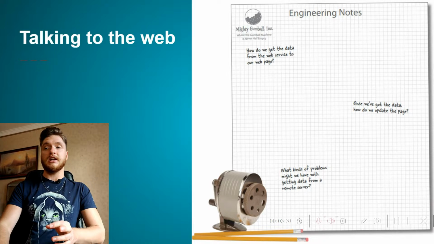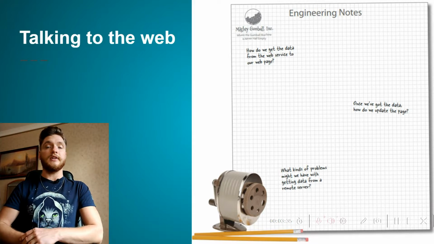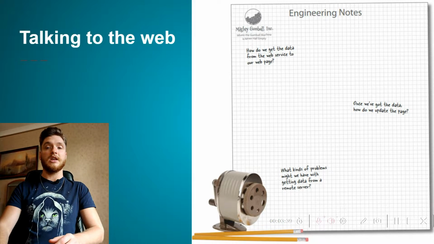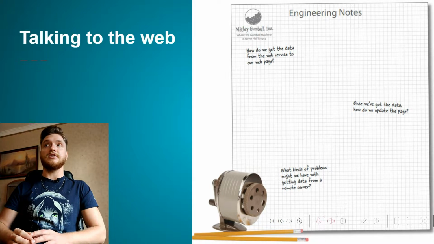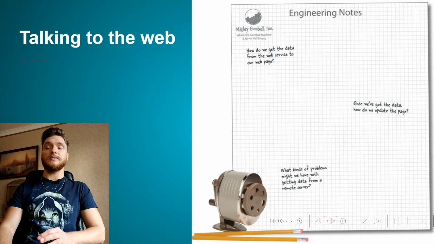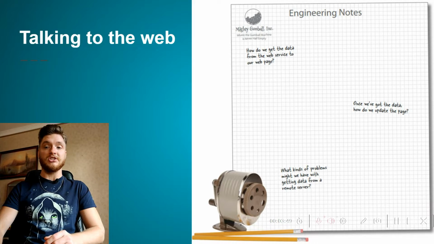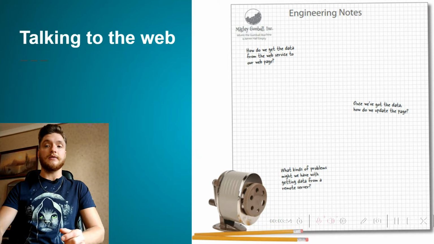Draw a picture, label it, write out pseudocode for any code you might need. Think of this as a warm-up just to get your brain going. How do you get the data from the web service to our web page? Once we've got the data, how do we update the page? What kinds of problems might you have with getting data from a remote server?